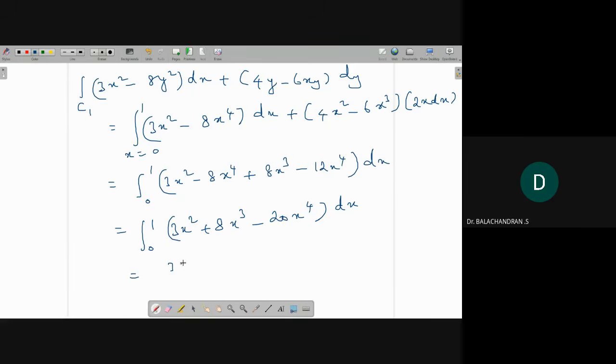So 3 into x cube by 3 plus 8 into x power 4 by 4 minus 20 into x power 5 by 5. Limit is from 0 to 1. So 3 gets cancelled. So 1, 8 by 4 is 2, 20 by 5 is 4. So lower limit is 0, 3 minus 4 is minus 1. So this is the integral over C1. So next we need to find the integral over C2.